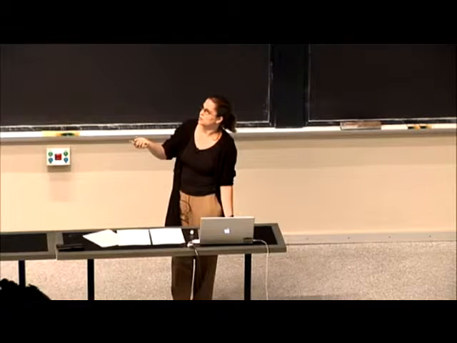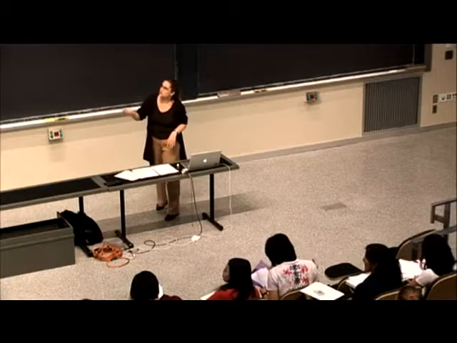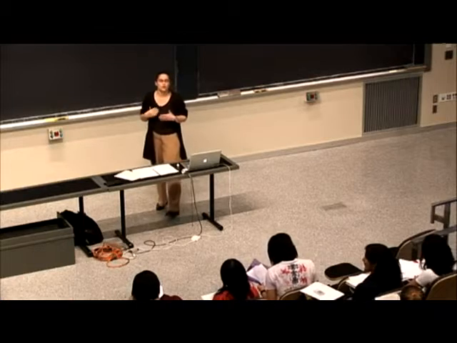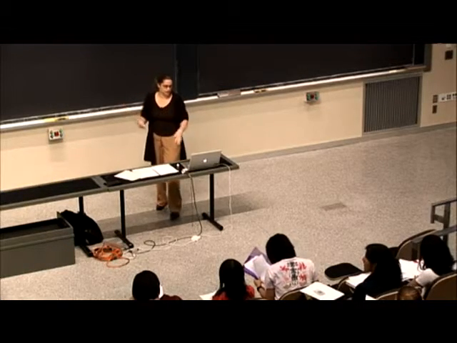And so that's going to be equal to the number of moles that are involved in the reaction that's the reduction times its reduction potential, minus the number of moles involved in the oxidation reaction with its reduction potential, and then divided by the number of moles for the new reaction in question. So we can use this equation to look for a half-cell reaction that is a sum of two other reactions. So let's go and use that equation then.